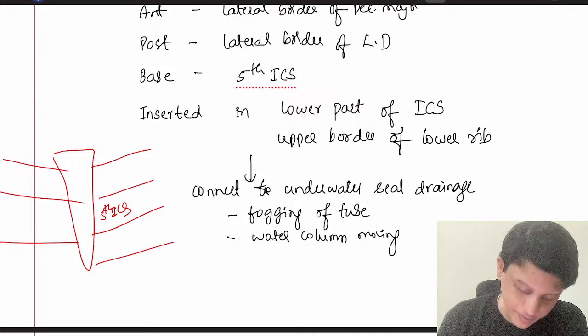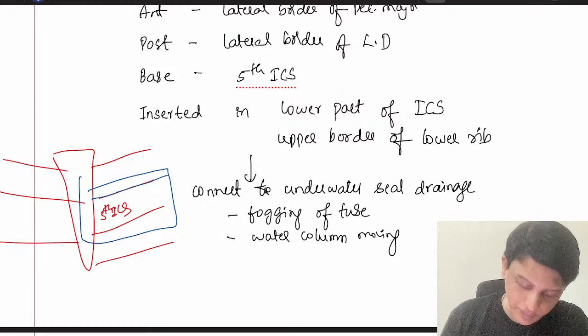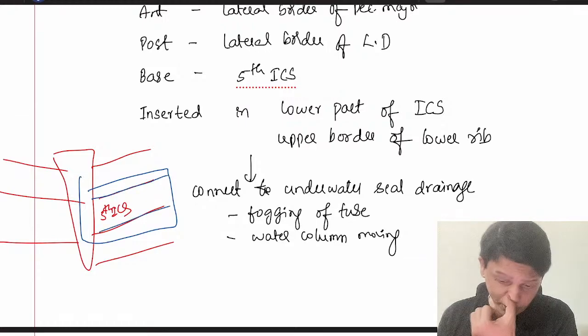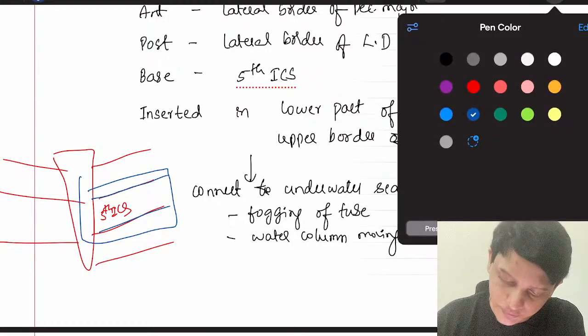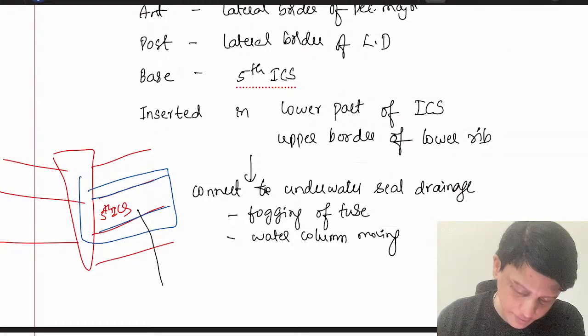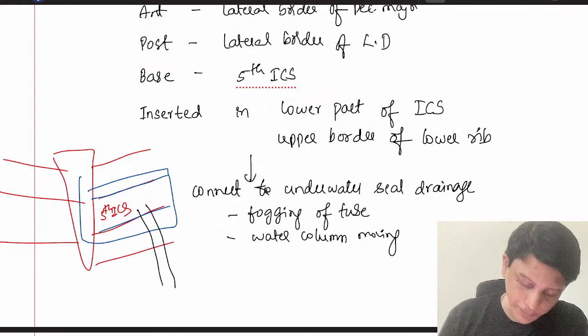For example, if this is the fifth, the entire thing is the fifth intercostal space, the two ribs are there, upper rib and lower rib, right? You have to put it at the upper border of the lower rib. You have to put the tube. See, this is the tube. You have to put it here, at the upper border of the lower rib.